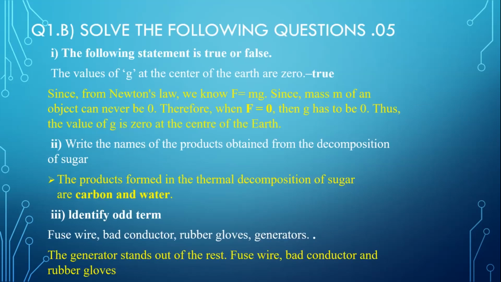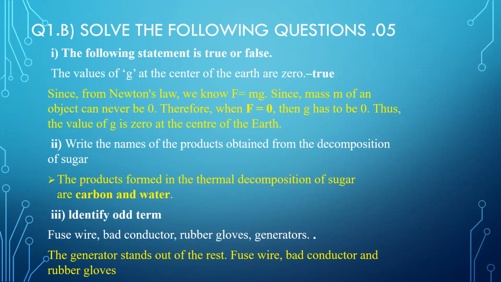Now we are going to see question number 1B. What is question number 1B, students? Solve the following questions. It consists of 5 marks. I have already told you which type of questions come here. Either true or false will come, identify odd terms will come, name the following will come. Okay, this type of questions comes here.